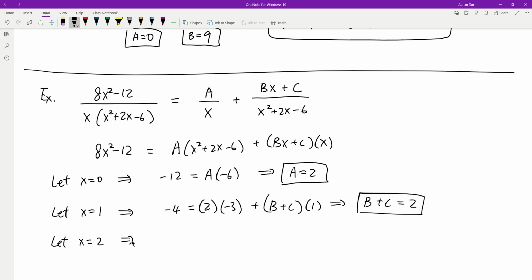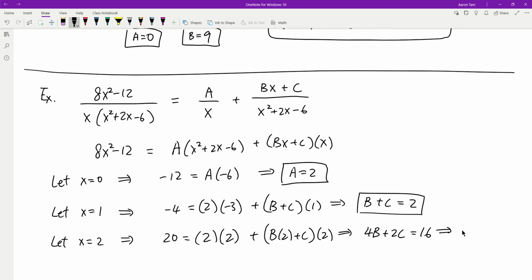We can do 2. So 8 times 2 squared, which is 4, so 8 times 4 is 32. 32 minus 12 is 20. Is equal to 2 multiplied by 2 squared, which is 4. 4 plus 4 is 8. 8 minus 6 is 2. Plus 2b times 2 plus c, all multiplied by 2. So look at this right here. That would mean 4b plus 2c is equal to 16. And this equation can definitely be reduced. I'm going to reduce that. That will become 2b plus c equal to 8.